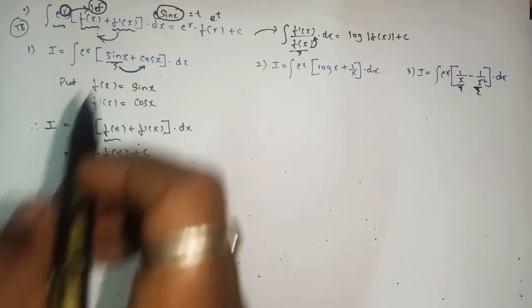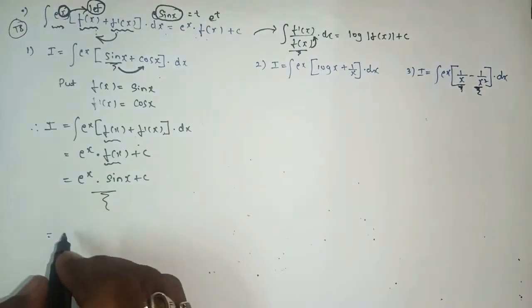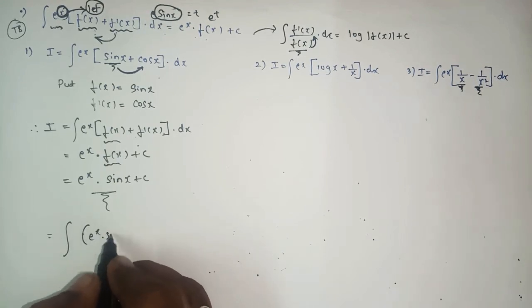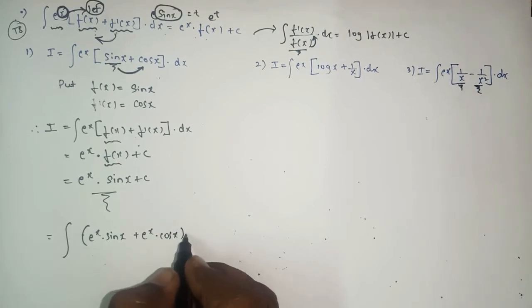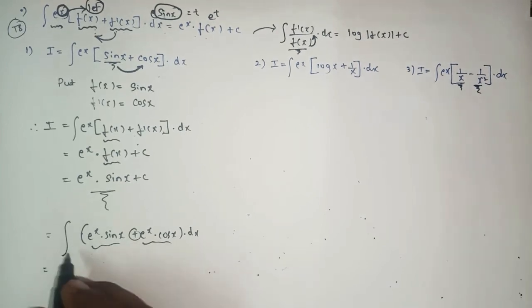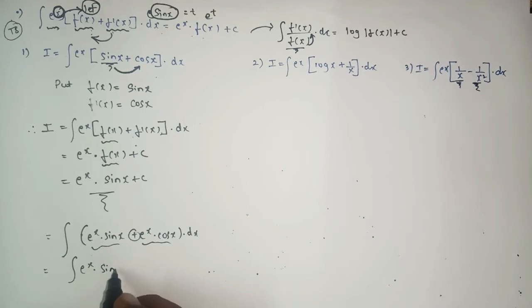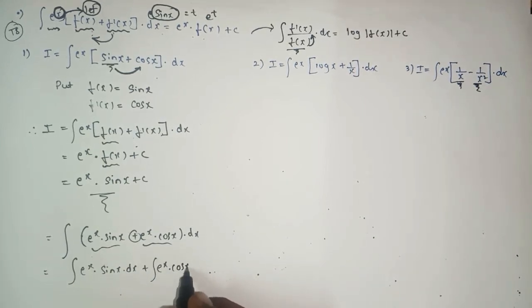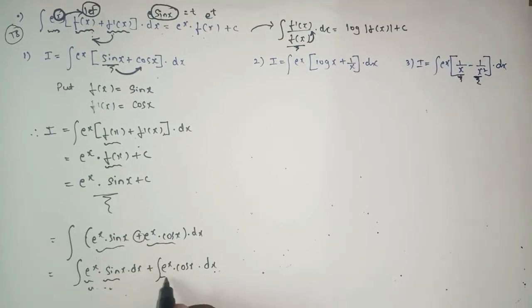And there is one more method. The second method is simply to open the bracket. Here you will get e raised to x into sin x plus e raised to x into cos x, into dx. As there are two terms, we can separate the integral: integral e raised to x sin x dx plus integral e raised to x cos x dx. Simply apply u into v here, and here also u into v.